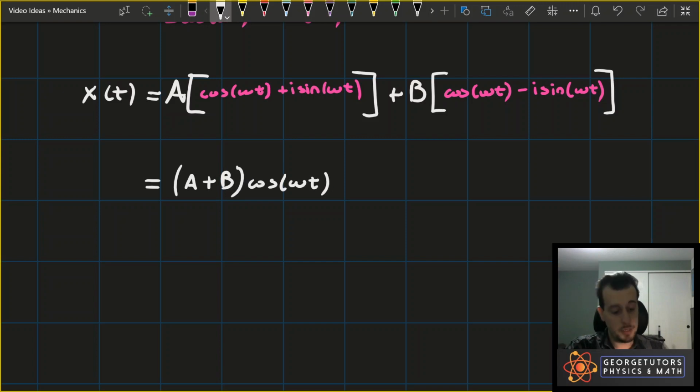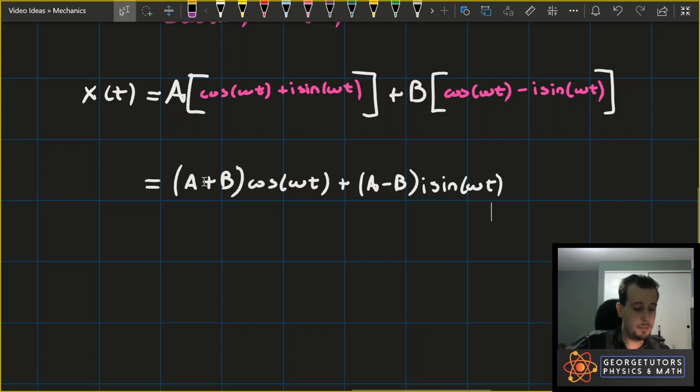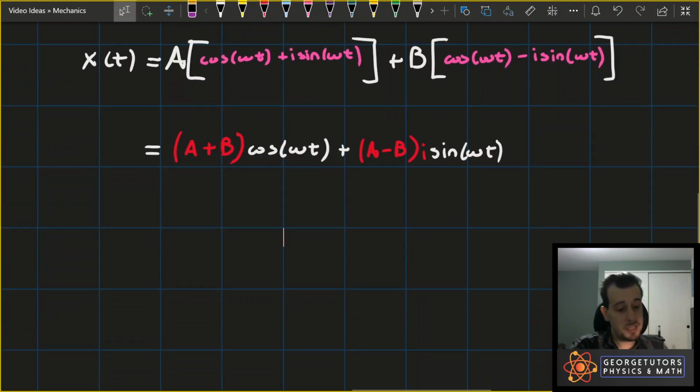And then for the sines, I'm going to have plus a minus now b, you can see the minus here, times i times sine omega t. And I want to point out the fact that these are constants right now that I'm highlighting, and I can replace them with one single name. Call them whatever you want. You can call them C1 and C2 right now for convenience.